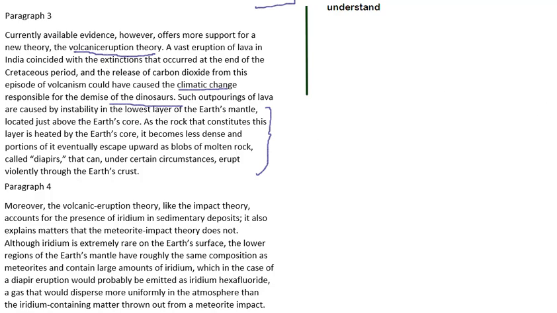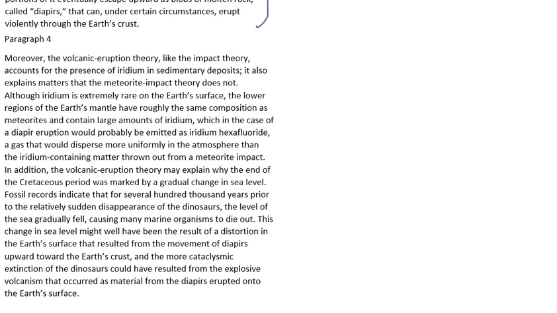So let's go and take the fourth paragraph. The fourth paragraph tells us that moreover, the volcanic eruption theory, like the impact theory, accounts for the presence of iridium in sedimentary deposits. It also explains, so the author has further gone on to elaborate the volcanic eruption theory. So by using the word moreover, he is beginning a new paragraph, but he is adding to the earlier idea.